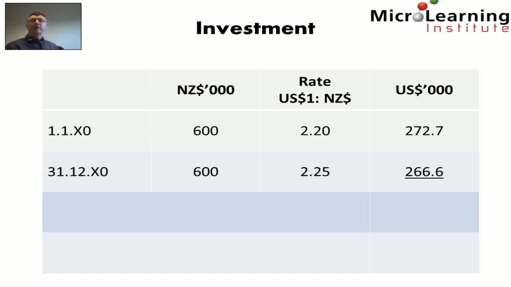By year end, the carrying amount of the investment was still the same as valued by a number of independent professional valuers. However, the exchange rate had moved now to 2.25 US dollars to 1 New Zealand dollar. So the carrying amount of the investment had now reduced to $266,600. Consequently, we made an exchange loss of $6.1 thousand to the P&L.